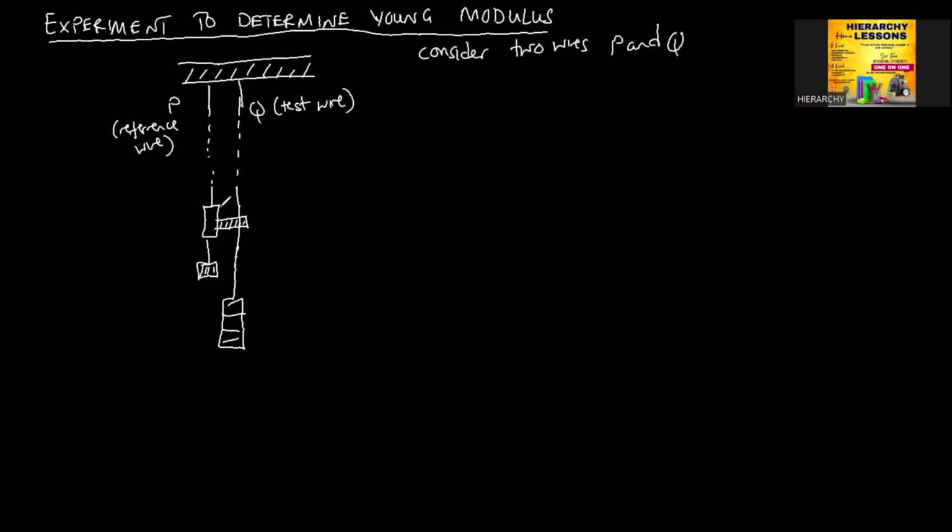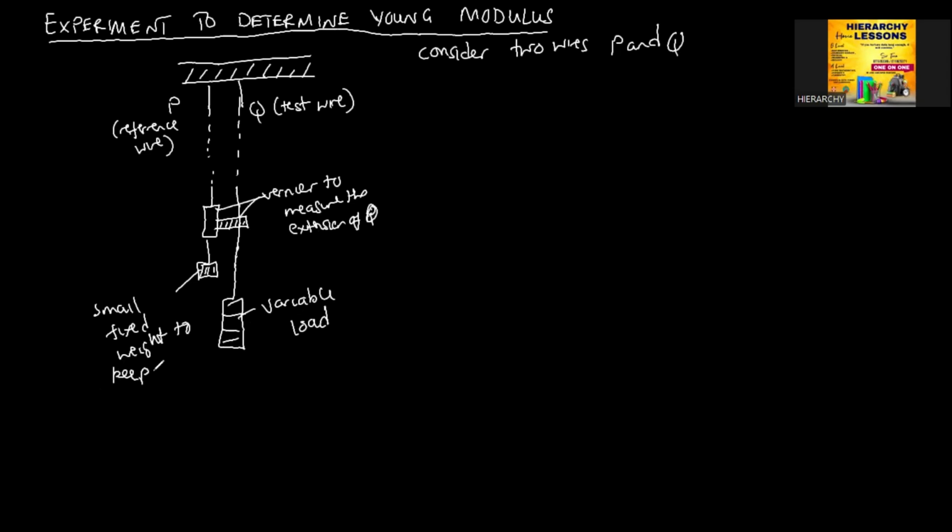And then this is the vernier, to measure the extension of Q. This will be a variable load. And then this will be a small fixed weight. What is its function? It is to keep P taut. We don't want to have any kinks, so P has to be taut.